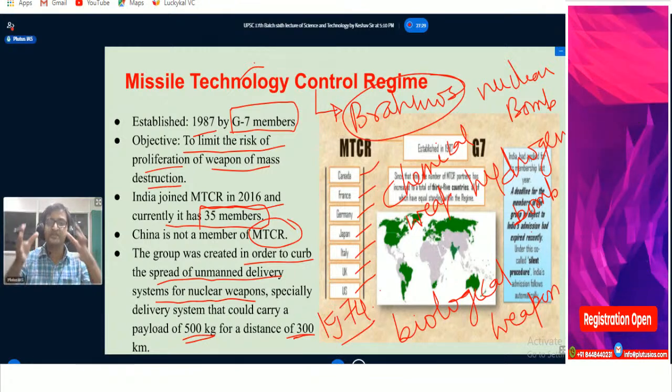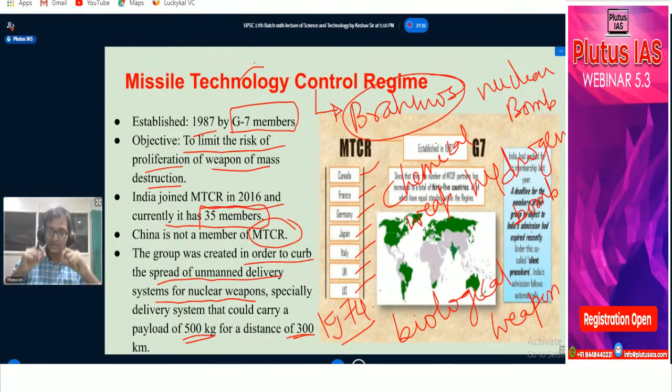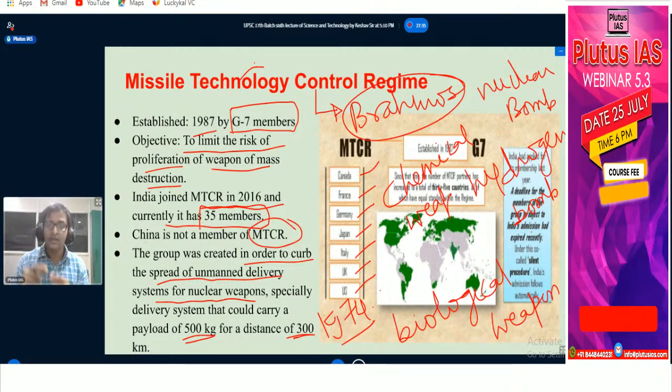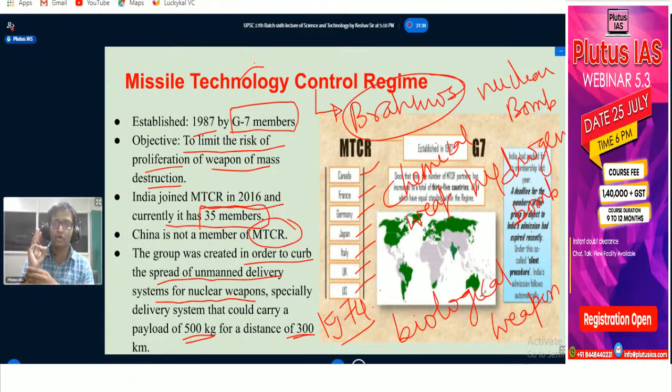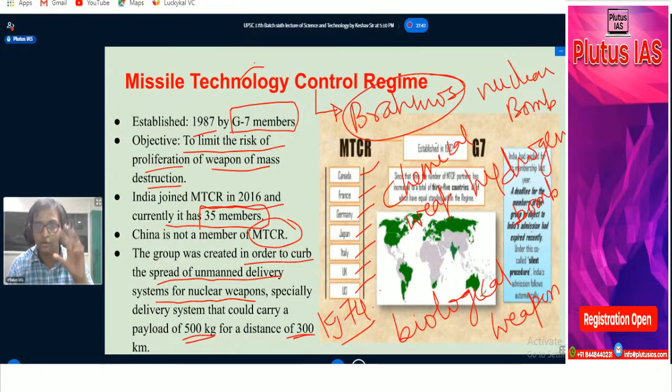वैसा कोई भी मिसाइल उनको नहीं देंगे जिसका भार, जिसका weight is greater than 500 kg और जिसका रेंज 300 किलोमीटर से ज्यादा हो. Clear? That's why BrahMos was kept below 300 kilometers.